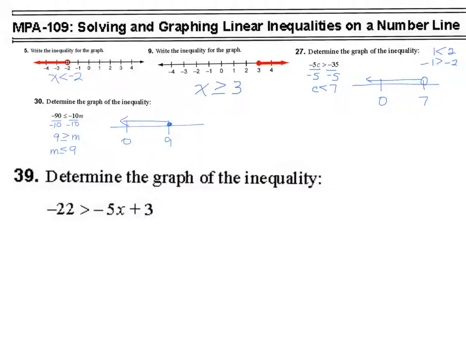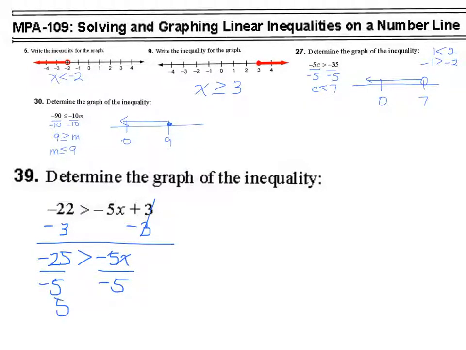Okay, this time I have 2 things to do to get x by itself. First I have to undo +3. So I'm going to subtract 3 from both sides of the inequality. -22 minus 3 is -25. It's getting more negative. It's greater than -5x. My 3's canceled out.